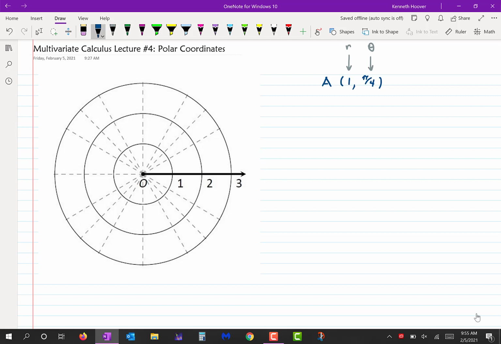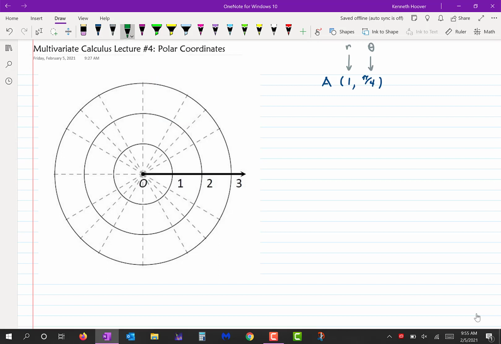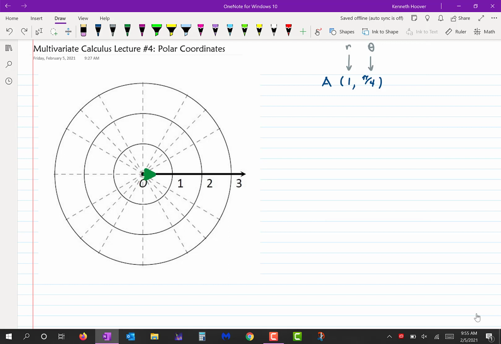Okay, so now to plot point A, I'm going to show you two ways you can do it. The radial coordinate is 1, so I'm going to go out along the radial axis a distance of 1. Let's see if this will work. There we go. I can go out a distance of 1 and then go counterclockwise an angle of pi over 4. And that would be where our point A would belong, right there.